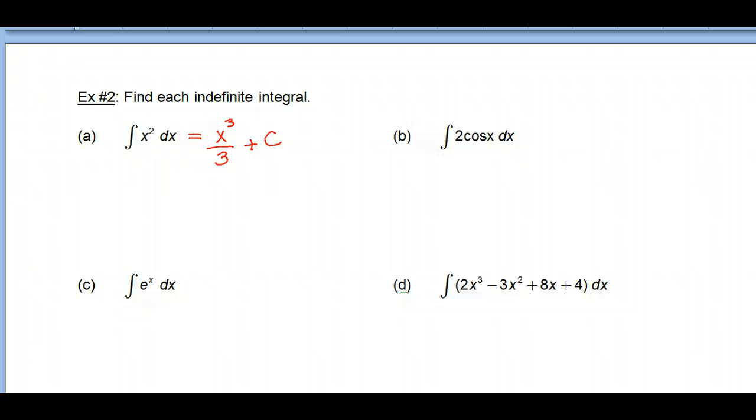But do we ever find c? We will. We will find c. Okay, part B. The 2 can go in front: 2 sin x.